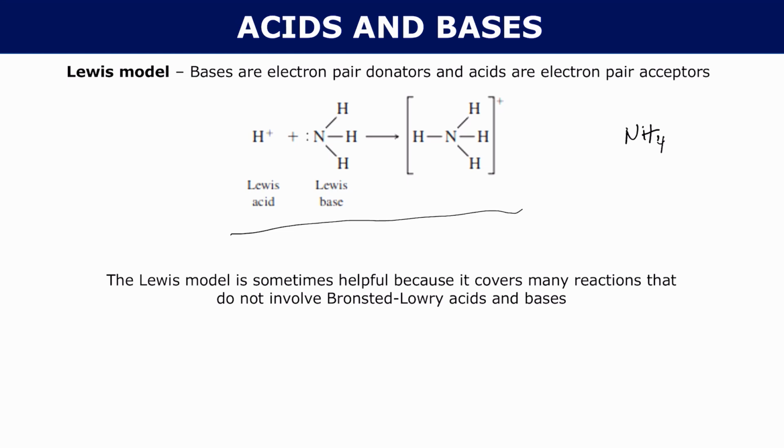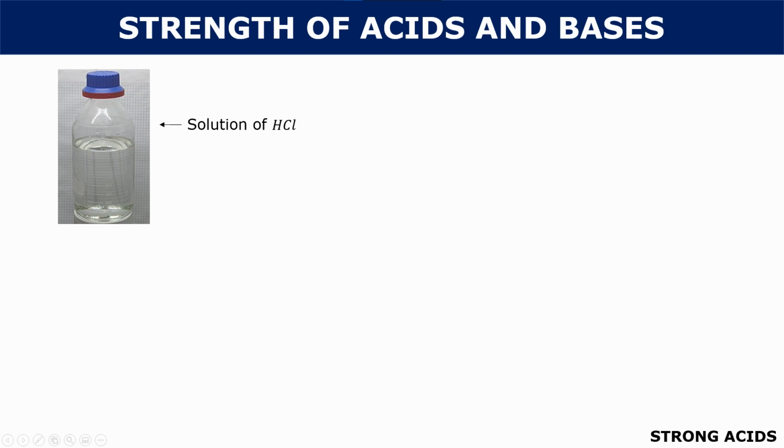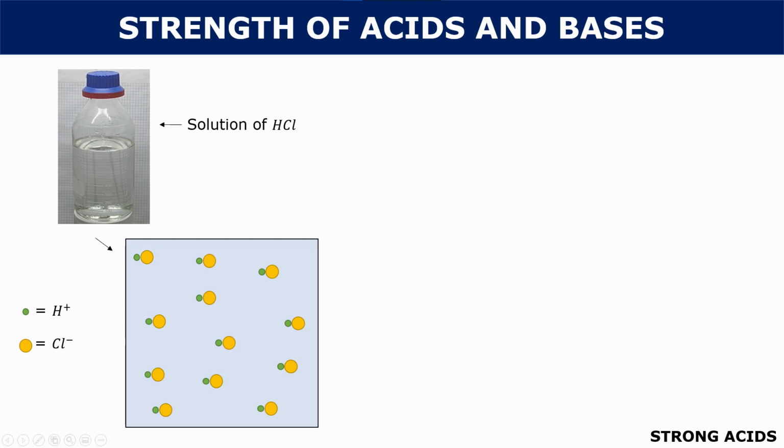All right, let's take a look at the strength of acids and bases. The strength of an acid or a base is going to depend on how much it dissociates. To see what I mean, let's take a look at a strong acid. An example of a strong acid is hydrochloric acid. If I give you a solution of hydrochloric acid, you might expect on a molecular level for it to look like this. You have the HCl molecules all around.